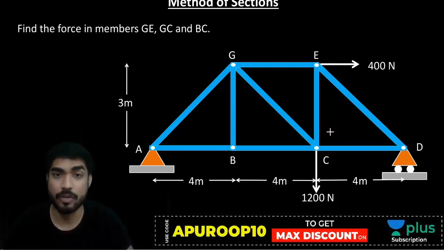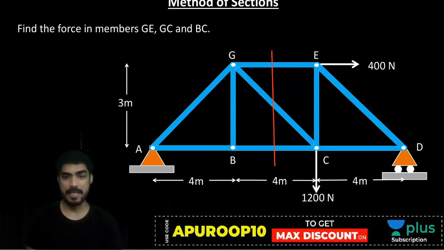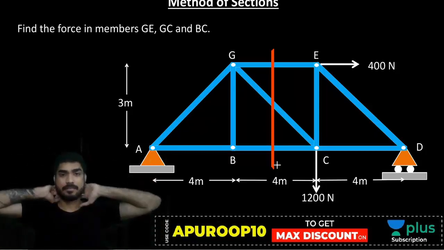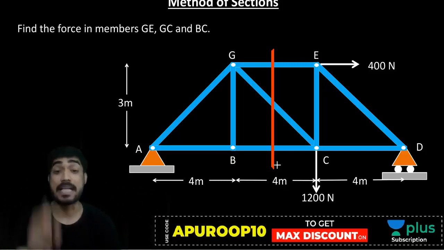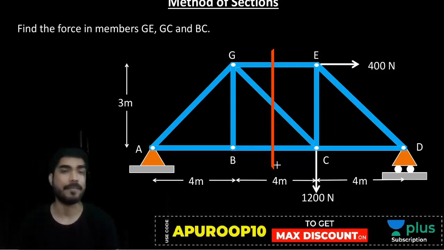So what will be the section? How will we cut it? Let me pass a section like this. If I pass a section like this, the truss is going to be divided into two parts, a left part and a right part. Now you can calculate force in whichever members are cut by this section. So which ones are cut? GE is cut, GC is cut, and BC is cut.